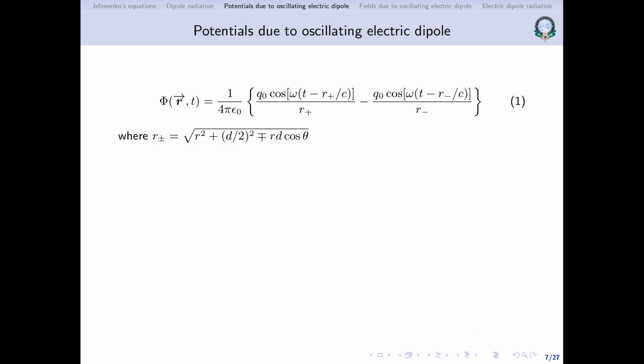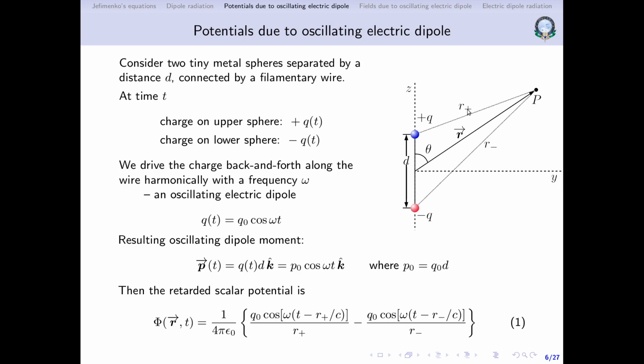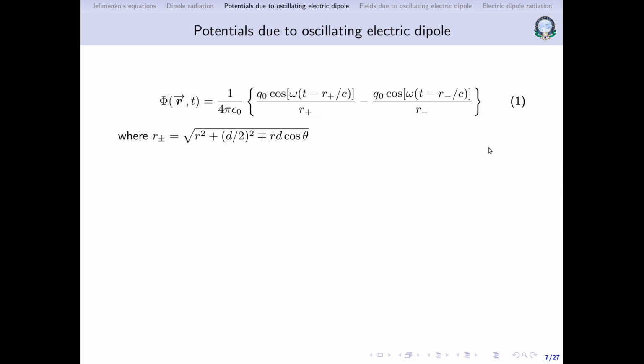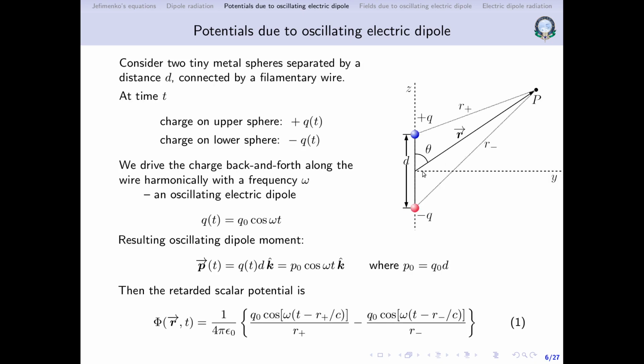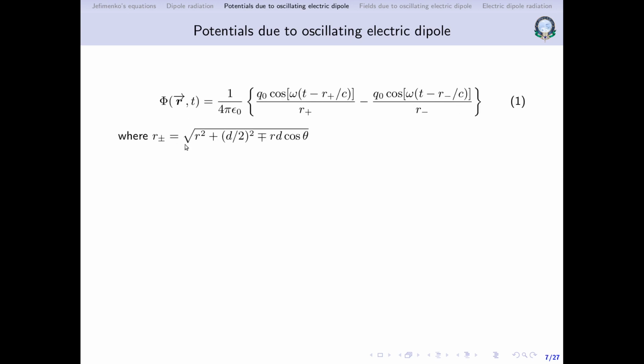Now we'll have to simplify this. Of course, what are r plus and r minus? We can just use the law of vector addition to find these. I'll leave it to you to verify. If you imagine a vector here and another vector here, where this vector's magnitude is d by 2 and this vector's magnitude is small r, then we can find the magnitude of this vector. That will be r plus. So r plus will be equal to the square root of r squared plus (d by 2) whole squared minus r d cos theta, and r minus will be r squared plus (d by 2) whole squared plus r d cos theta.